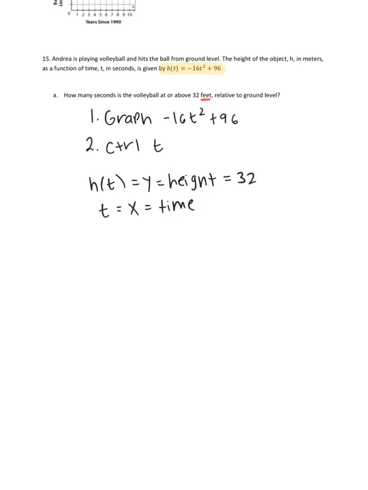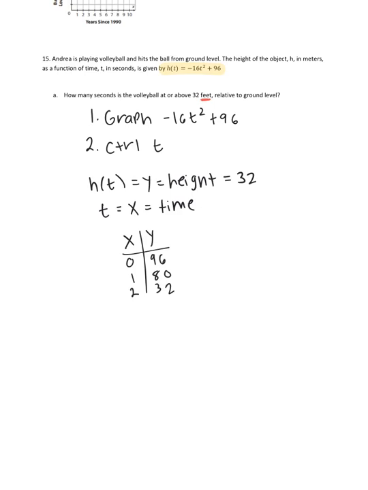So on the table on your calculator, you're going to look for where the y value is 32 or larger, because it says how many seconds the volleyball is at or above 32 feet. So that means I can be at 32 feet or I can be larger than that number. So when you pull up your table, you're going to see these values. Okay, so those are the values where you're at 32 or higher.